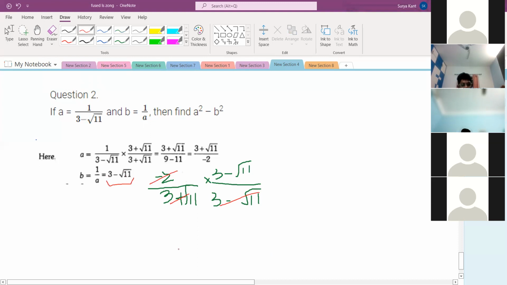Pulastya? Can you hear me? Satvik? Yes, sir. This is clear now. A and B is clear. Now we can do the whole square and all, right? That also I will show you.